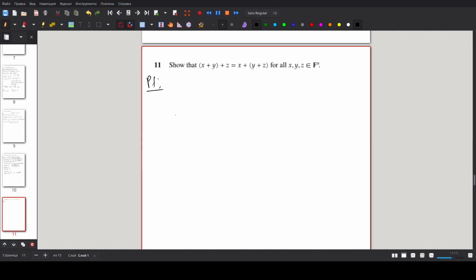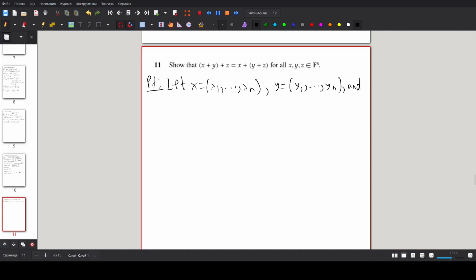Next. Okay, so this one I might be lazy again, but we're going to say let x equal. We know x, y, and z are on this field, right? So we're going to say x equals x1 ... xn. I guess each of these are just members of the field, so just keep that in mind. y equals y1 dot dot dot yn and z equal, you guessed it, z1 dot dot dot zn.